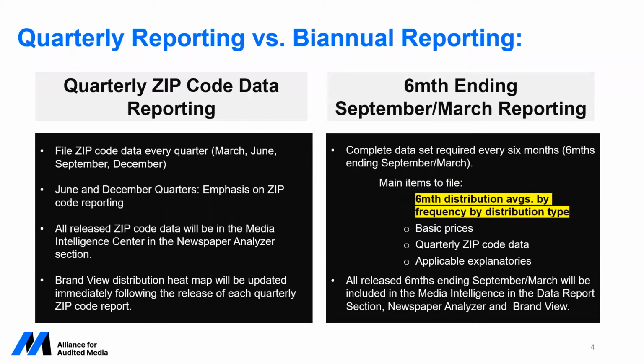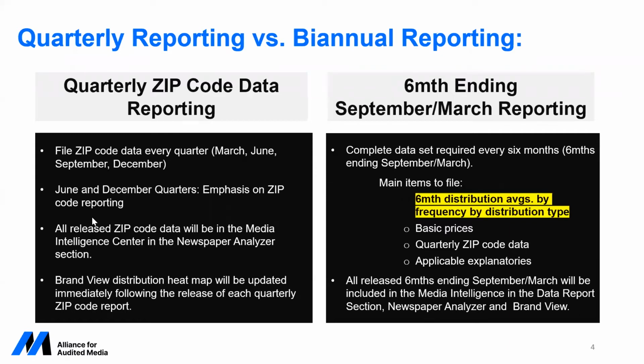What has changed, and this went into effect with September, is that you used to file your quarterly zip code, and then every quarter you also filed your circulation claims in detail by distribution type, by frequency. That changed. So instead of filing it every quarter, you file your circulation claims every 6 months. That started in September of 2020, and this is for the March 2021. So September and March, in addition to your zip code information, you will also file your circulation claims by frequency and in detail.